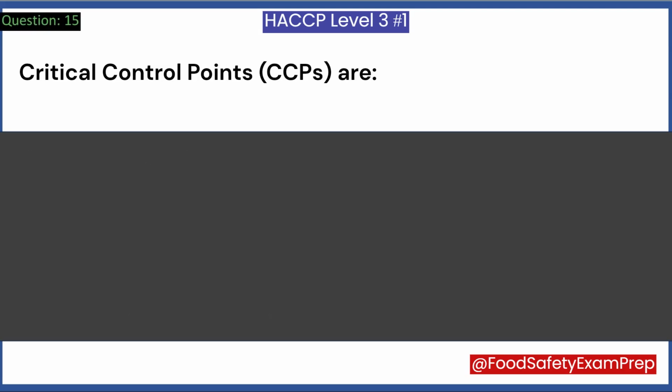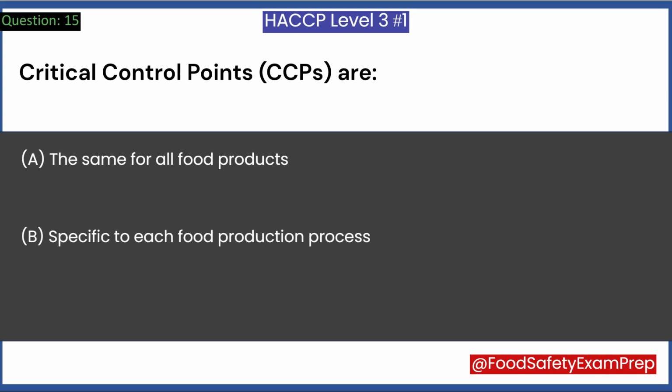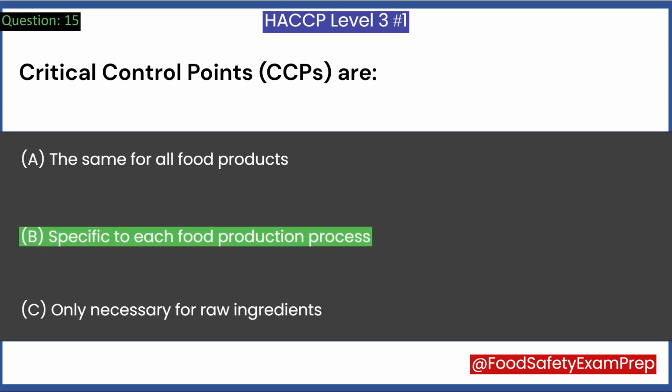Critical control points, CCPs, are A. The same for all food products. B. Specific to each food production process. C. Only necessary for raw ingredients. Answer: B. Specific to each food production process.